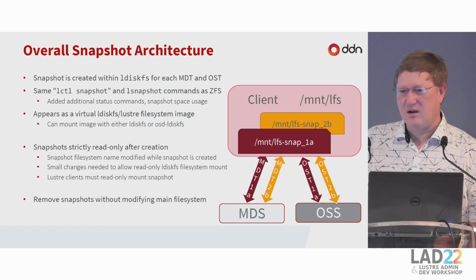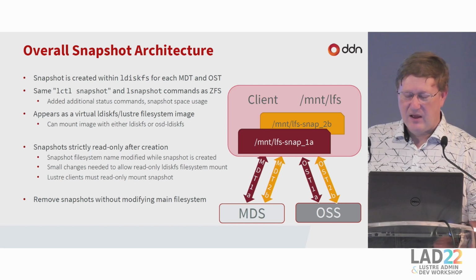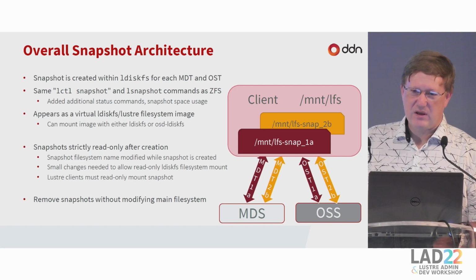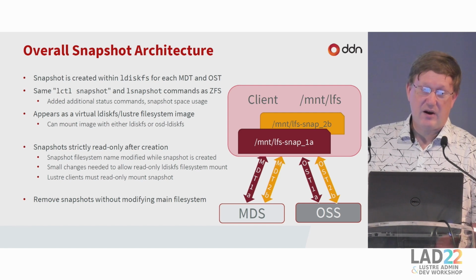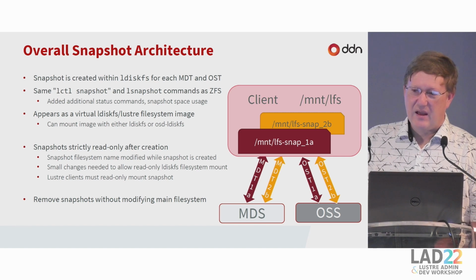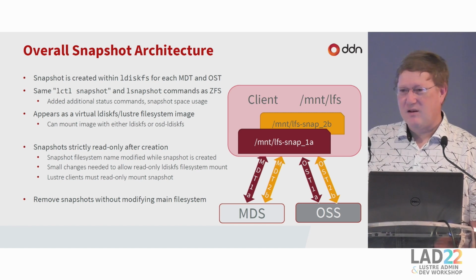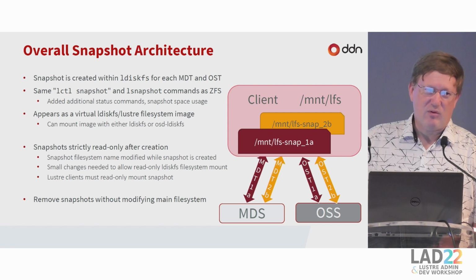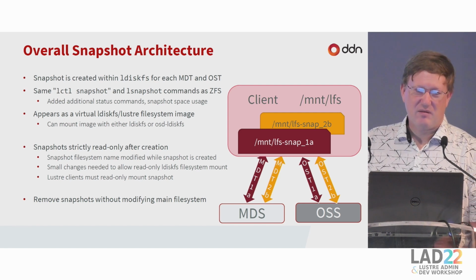So for each OST and each MDT, we get an independent snapshot, and they can be taken all at one time with a barrier, which essentially blocks all client I/O to the file system and all metadata operations. While that seems appealing, one of the issues is that it has a performance impact on the running application.